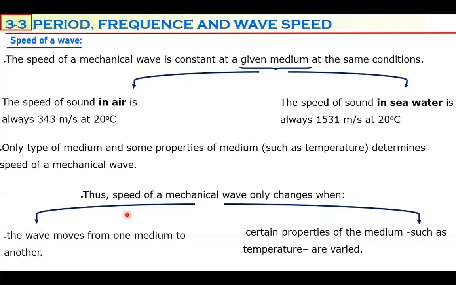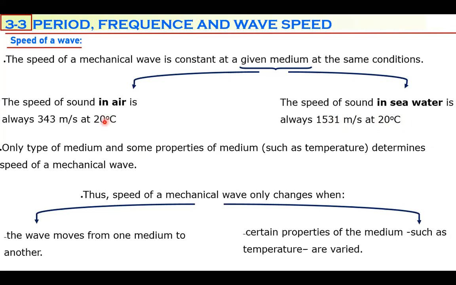And then we will define speed of a wave. Speed of wave depends on what? Speed of a mechanical wave is constant at a given medium at the same conditions, which means speed of a wave is changing only with the medium. For example, speed of the sound in air is 343 meters per second at 20 degrees Celsius. And speed of the sound in seawater is 1531 meters per second in 20 degrees Celsius.